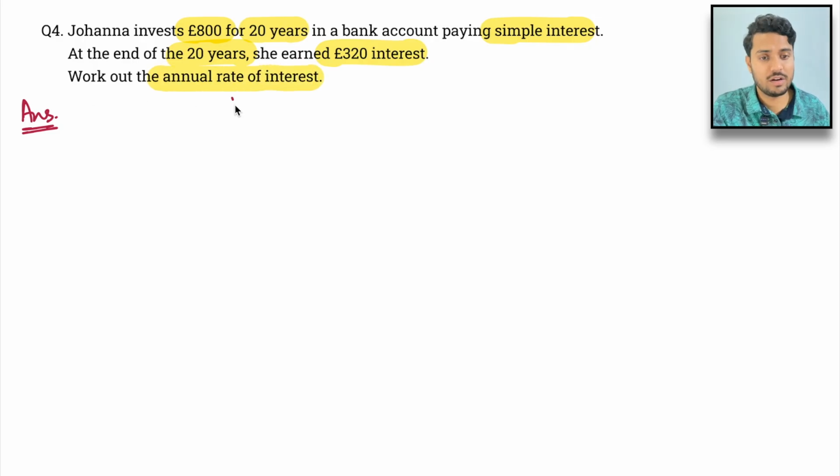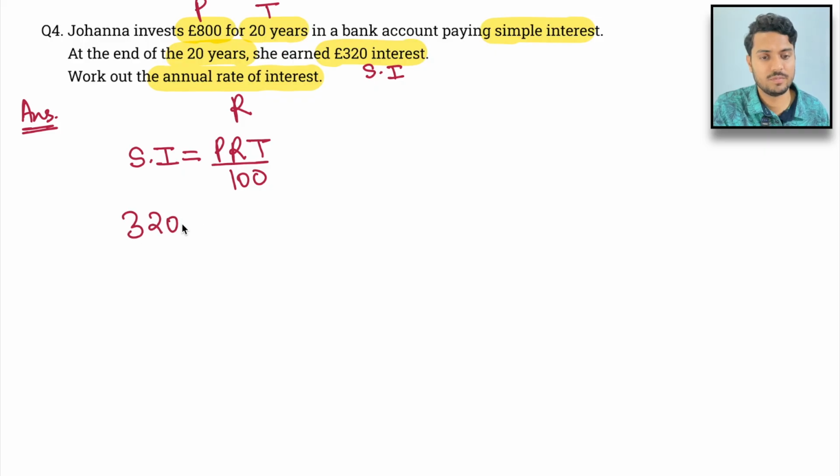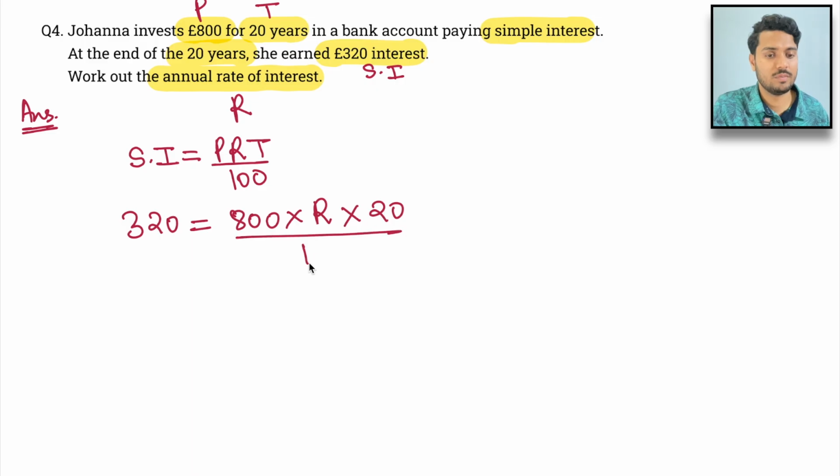So in this case, we have to find the rate of interest. Simple interest is known to us. Time period is 20 years and P is £800. We know that SI is equals to P into R into T upon 100. We have to find the rate of interest. Simple interest is 320 is equals to principal amount 800. Rate of interest is unknown, which we have to find. T is 20 years divided by 100.